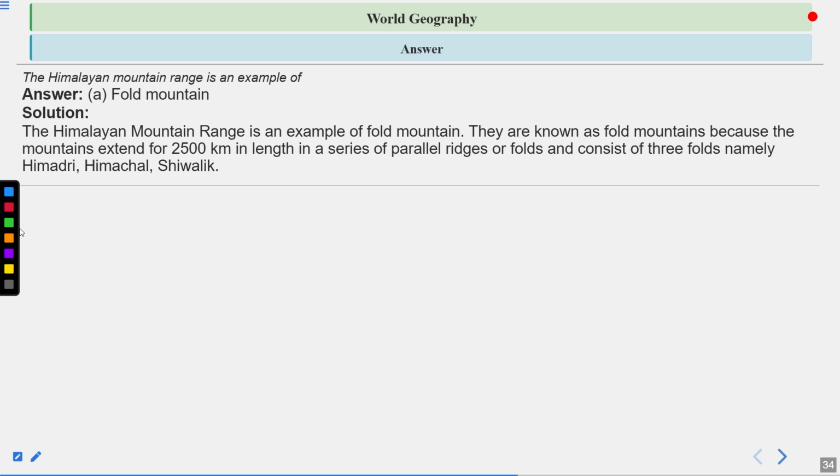So fold mountains are formed because of the convergence of two plates. Like Himalayas are formed because of the convergence of the Indian plate and the Laurasian plate. And that is why 55 million years ago, the fold mountains Himalayas were originated.